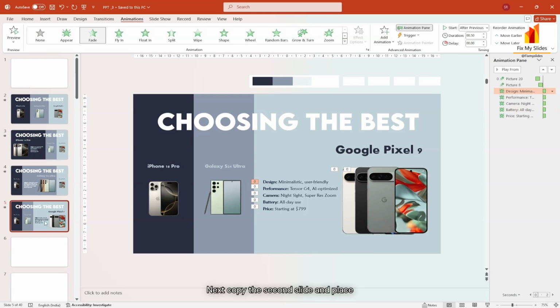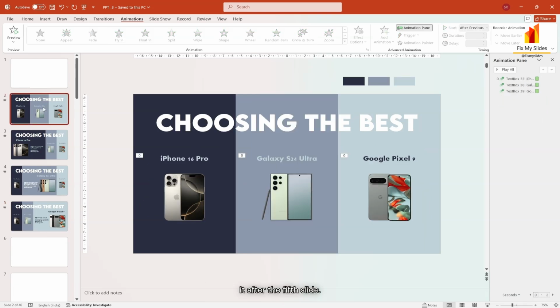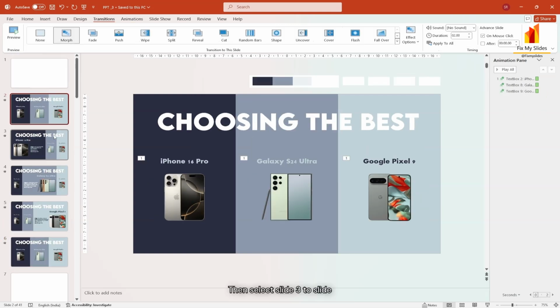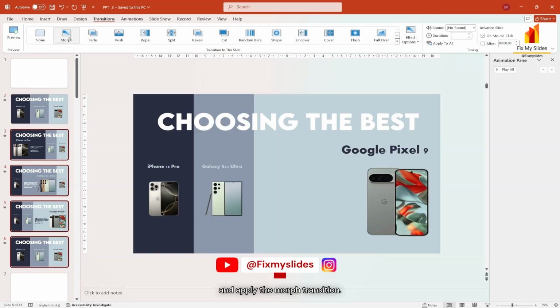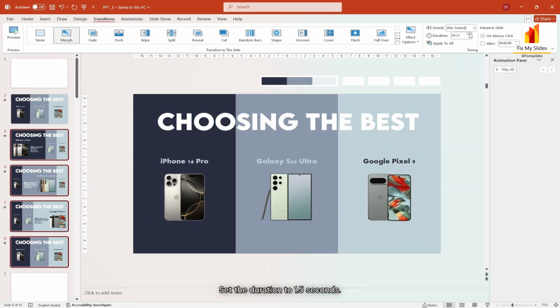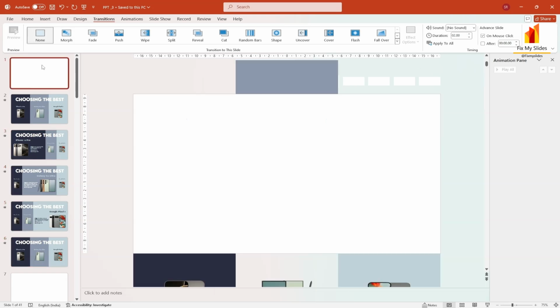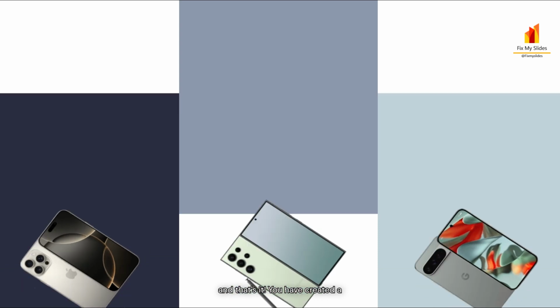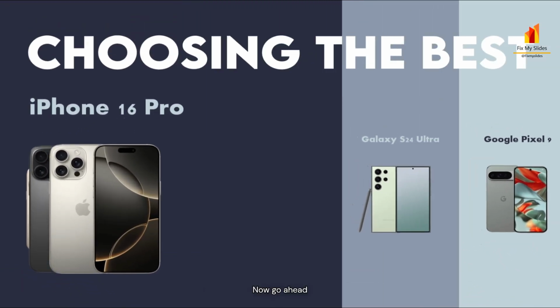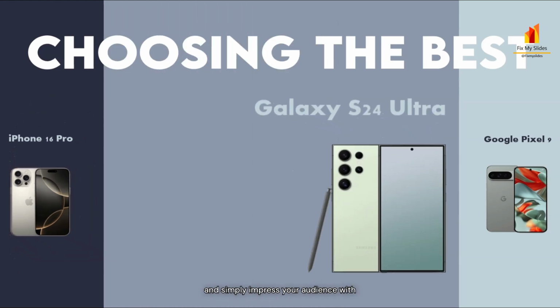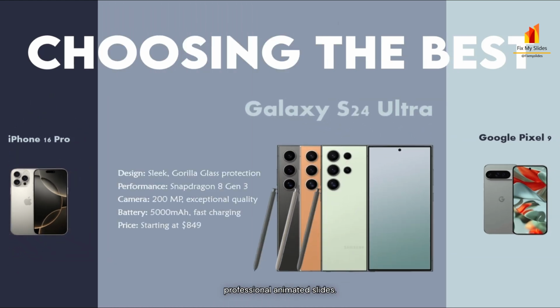Next, copy the second slide and place it after the fifth slide. Then select slide 3 to slide 6 and apply the Morph Transition. Set the duration to 1.5 seconds and that's it. You have created a dynamic animated comparison slides. Now go ahead and simply impress your audience with professional animated slides.